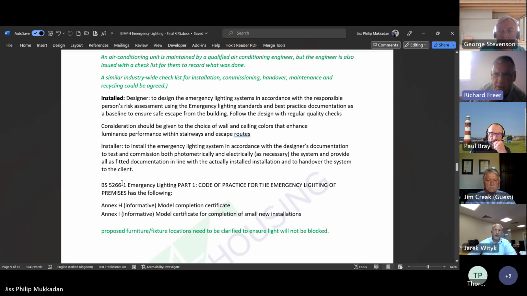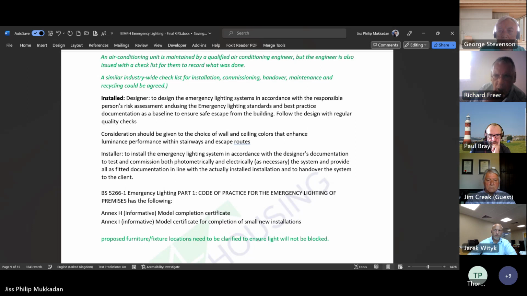After risk assessment, on the first para, after risk assessment, put "and/or". What was it, Paul? The fire strategy for the building, something like that. The fire strategy for the building.